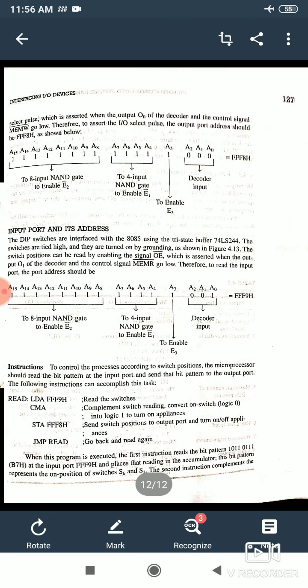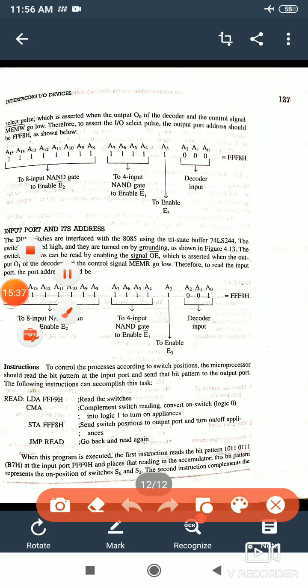Now if you draw this as the interfacing circuit, for O0, it means A0, A1, A2 are 0, all should be 0. And what about the rest? We have used a NAND gate here, so A4, A5, A6 should be 1, A8 to A15 should be 1, and A3 should be 1. So all are 1 except for A2, A1, A0. Similarly for O1 it becomes 0, 0, 1. Okay, so just see the address map here. This is the address map.